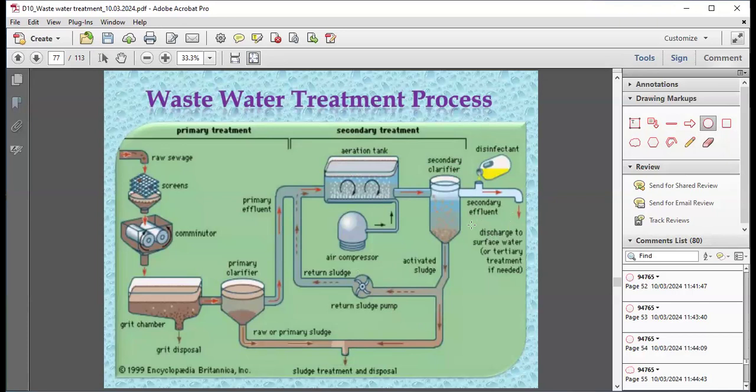So you have to understand that effluent means the flow: input flow and output flow. Secondary effluent means output flow. Flow means the water. So you can get a simple idea. You can study for the knowledge. Knowledge means the sludge treatment for disposal, return sludge, right? This is the waste treatment process.